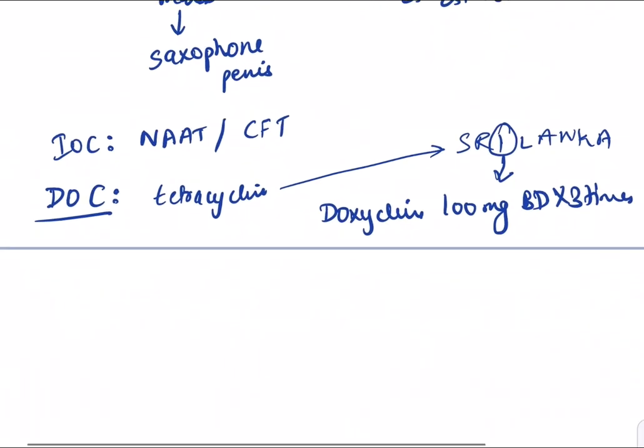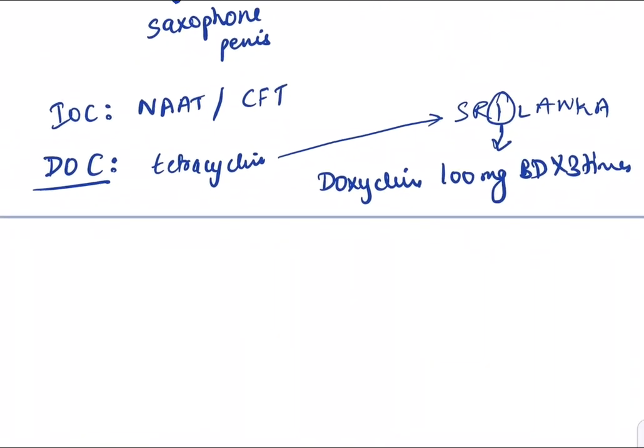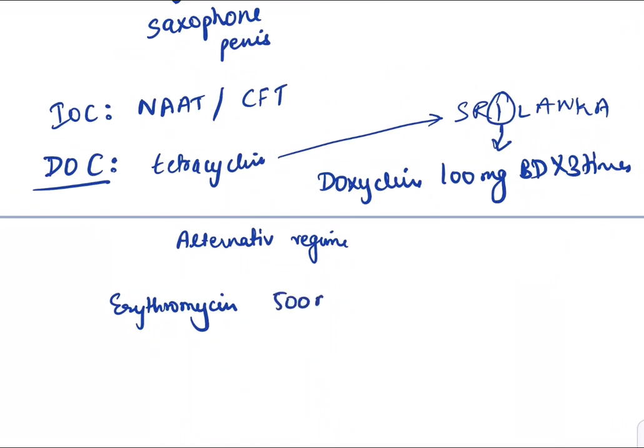For LGV, besides doxycycline we have an alternative regimen. As LGV is caused by Chlamydia trachomatis, we can also give erythromycin, a macrolide, 500 milligram orally four times a day for 3 weeks. So this is the alternative regimen for LGV, lymphogranuloma venereum.